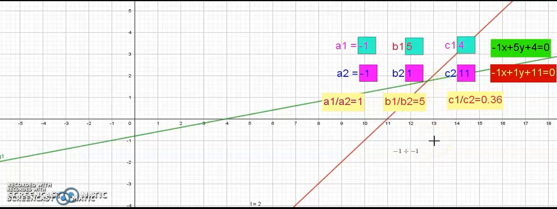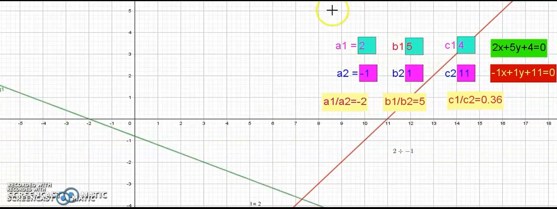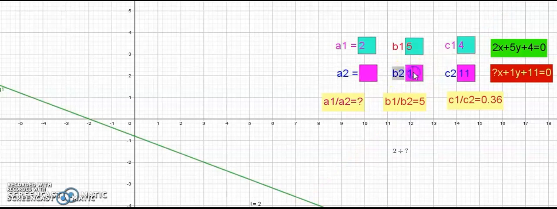So it's enough for us to check that these two ratios are different. If a1 by a2 is different from b1 by b2, then the lines are intersecting. We need not go to check for the ratio c1 by c2. Now in your examinations, you will be asked to write the equation of a straight line which is parallel to the given equation, 2x plus 5y plus 4 is equal to 0 in this case.